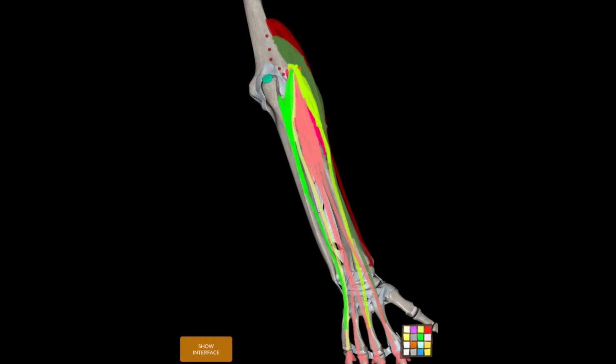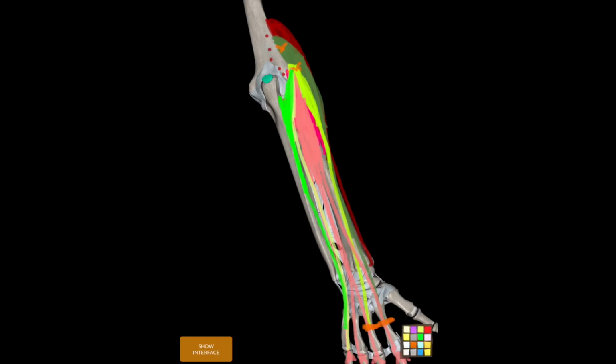It's worth noting that extensor carpi radialis longus is longer because its proximal attachment is higher up than extensor carpi radialis brevis here rather than here. The distal extent of their tendons is roughly the same on adjacent metacarpals down here.